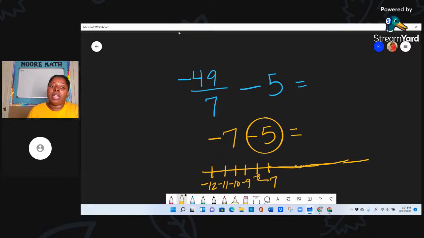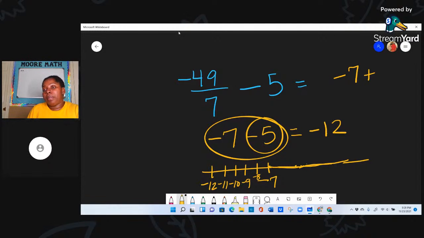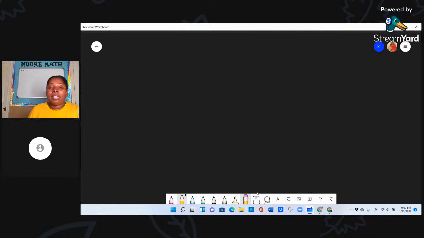Negative 12. Okay, so it almost looks like we're adding. It looks like we're doing negative 7 plus negative 5, right? So someone noticed that when I have -7 minus 5, subtracting 5 is the same thing as adding a -5.